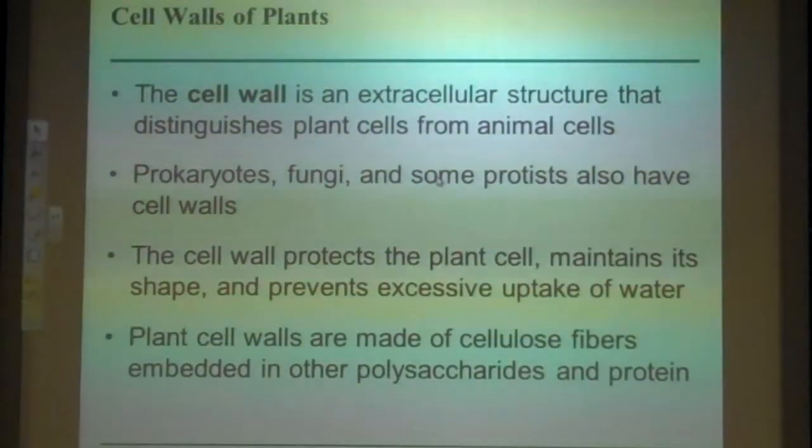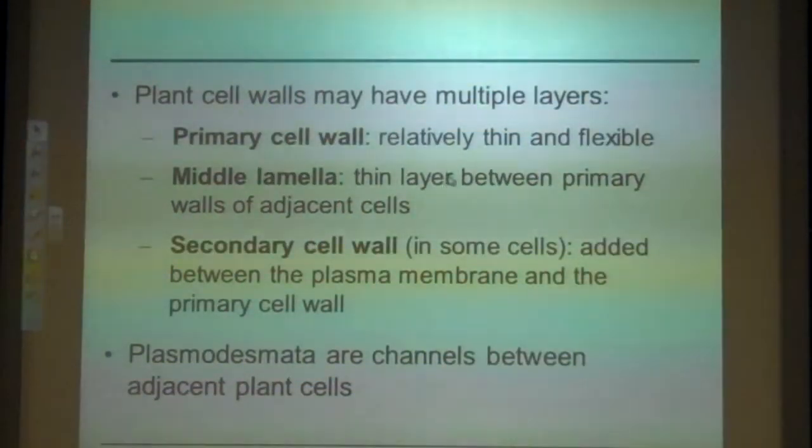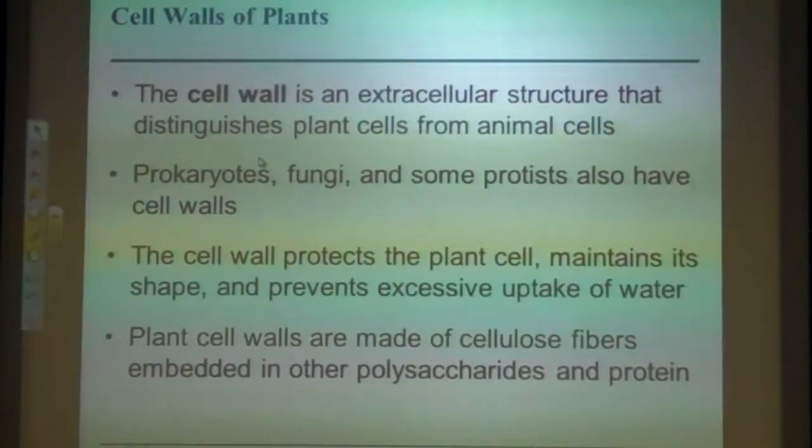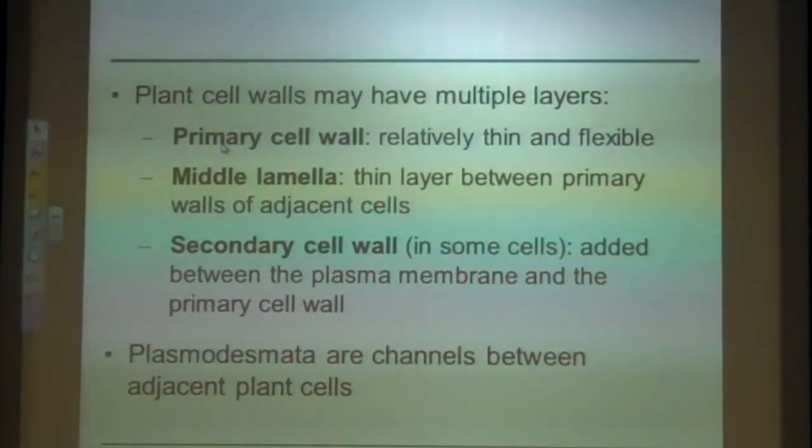Alright, cell walls we're familiar with. We already talked about which ones. You need to know the order that the cell wall parts are in. So you have your primary cell wall. Then you have your middle lamella, which is in between your primary and the secondary ones. You don't always have a secondary. And then the plasmodesmata are channels between.